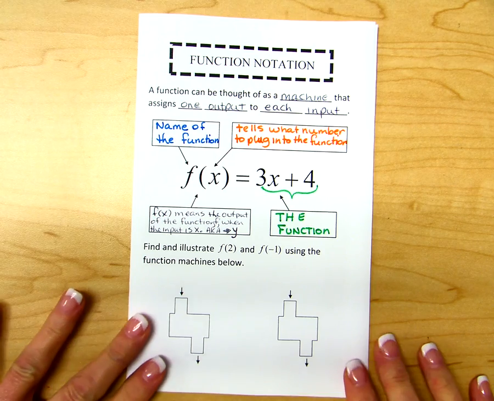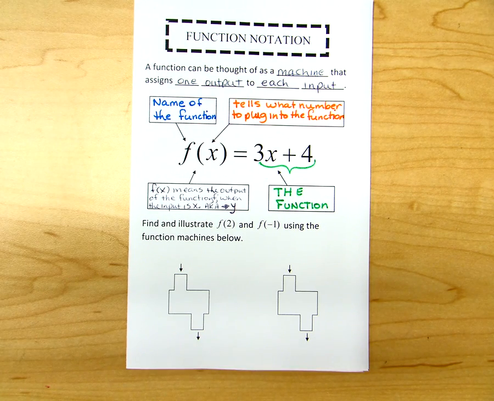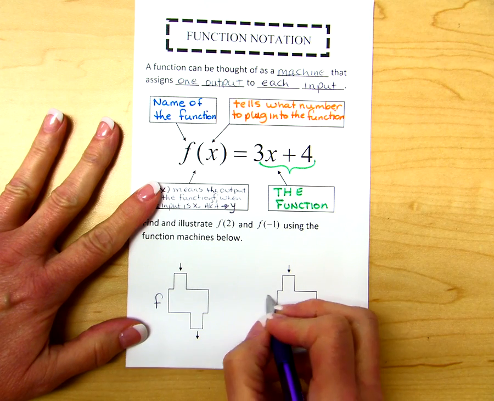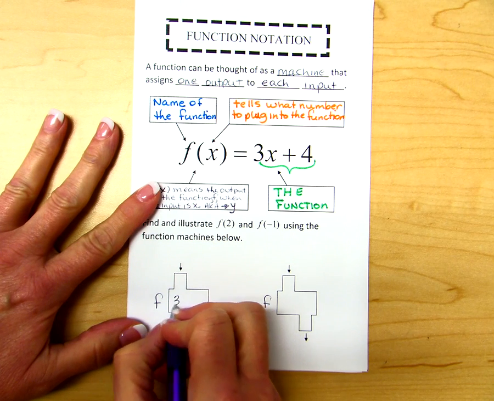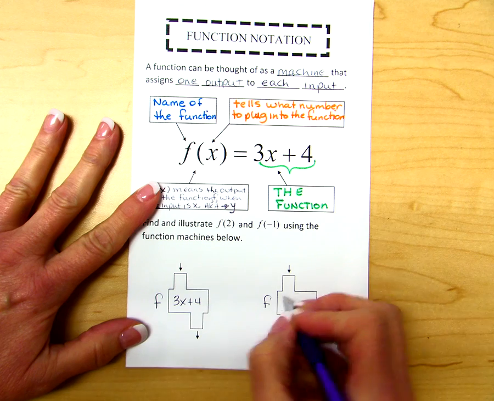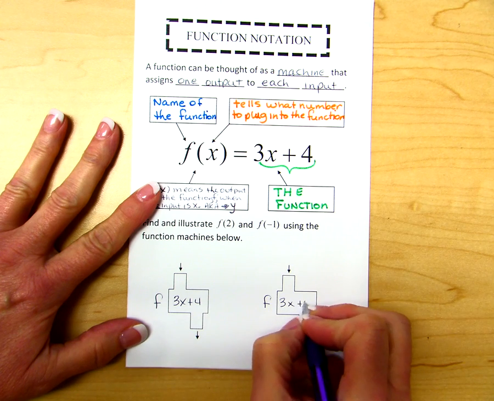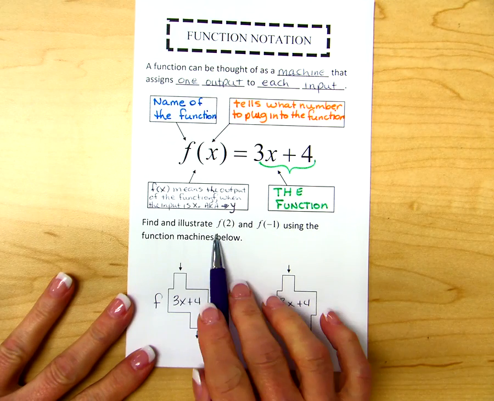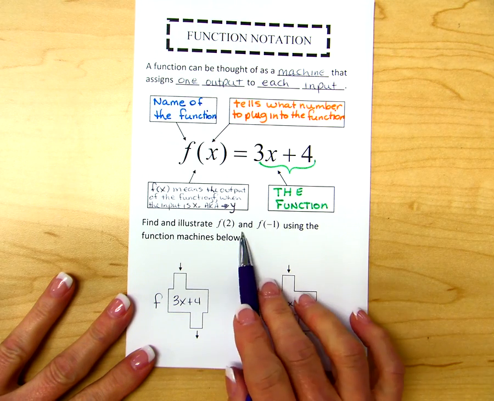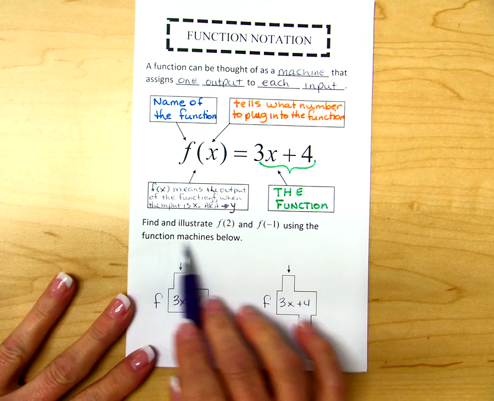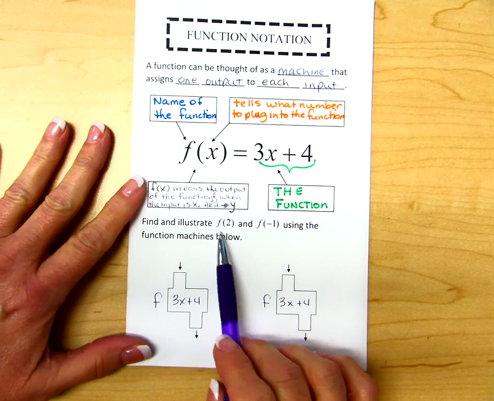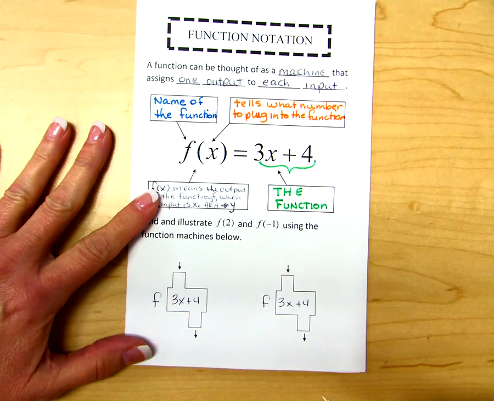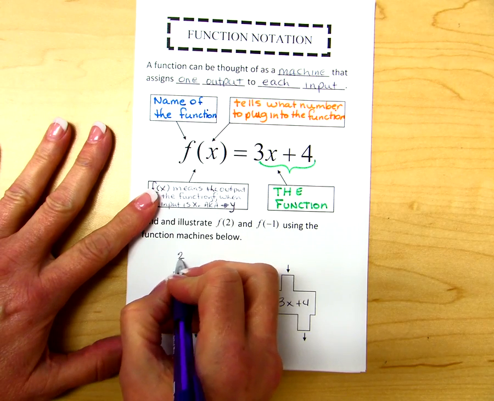We're going to illustrate these down here. So if we have the function f as 3x plus 4, we're going to put various values in. So it says find and illustrate f of 2 and f of negative 1 using the function machines below. So if you'll see here, 2 has been put in for the x. So we're going to put a 2 here.